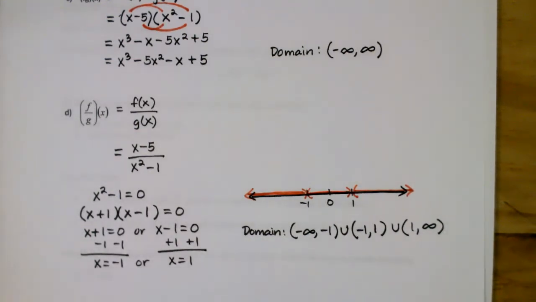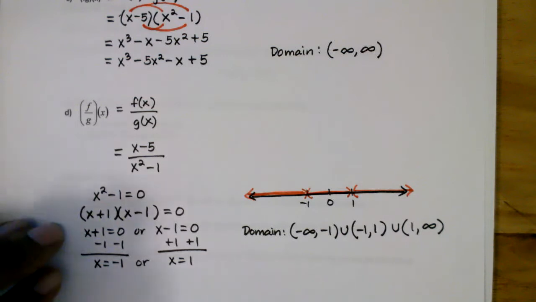Okay, so with the ones that have a quotient, you want to make sure you set your denominator equal to 0 and find out what values of x will give you a 0 in the denominator. But for every polynomial function, its domain is going to be from -infinity to infinity.